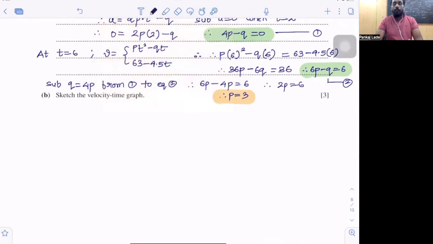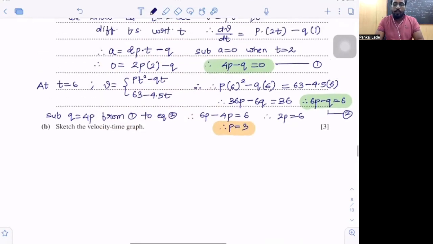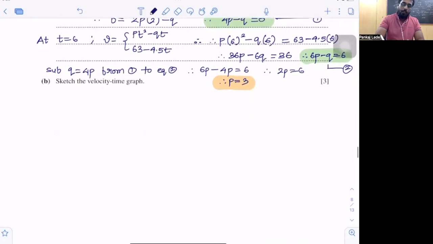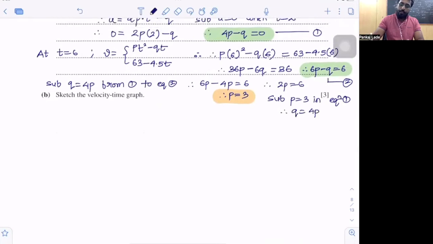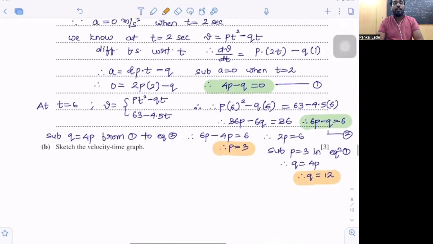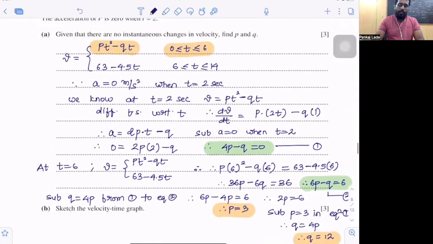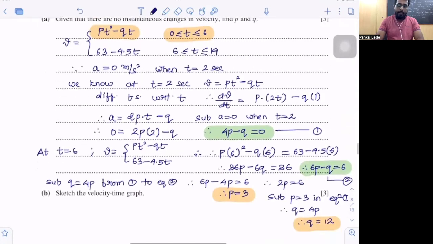And now I'm going to substitute p equal to 3 in any one of the equations to get the value of q. First is better. So I can write here, substitute p as 3 in equation 1. That should give me q is equal to 4 times p, 4p. So q simply becomes equal to 12. So I've got the second part of my question as well. So p is 3 and q is 12. So now can you write v again with the values of p and q, 3 and 12? So I can write v is equal to what?